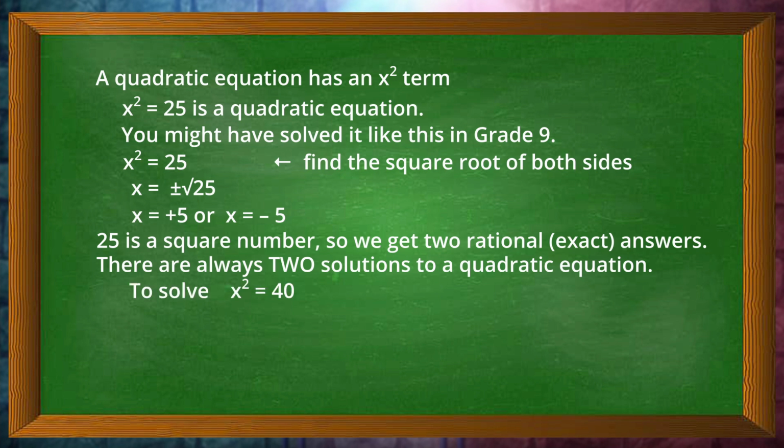The solution to x² = 40 is x = ±√40. But in this case, 40 is not a square number, so we cannot get an exact answer. We will get two irrational numbers as answers. The square root of 40 is about 6.32455, but this value is irrational and therefore does not ever end, nor does it recur.